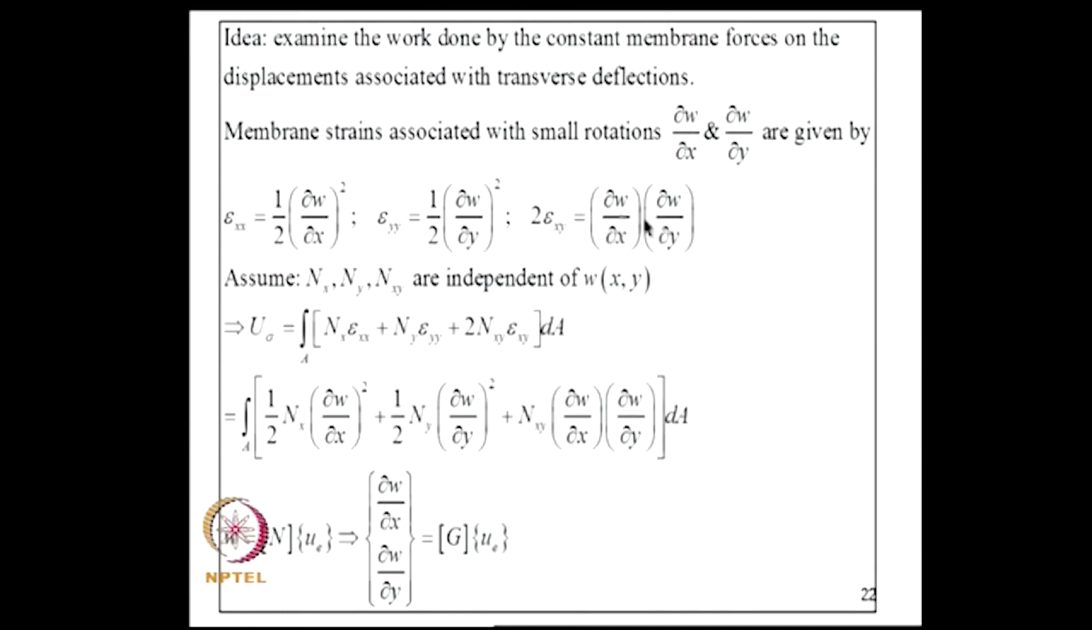Okay. This is extracted from the appropriate strain displacement relations. I am retaining only the relevant nonlinear terms. The linear terms lead to equivalent nodal forces associated with initial stress, that I am not discussing. Now, we can assume that Nx, Ny, Nxy are independent of W. That means, as W, the transverse displacement, occurs, these Nx, Ny, Nxy do not change.